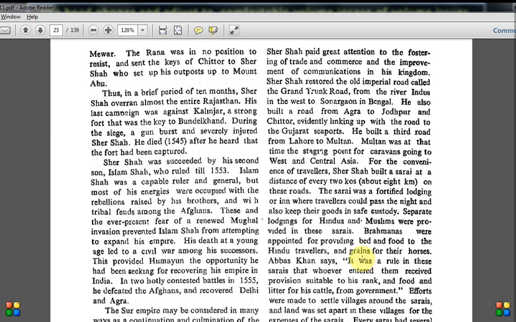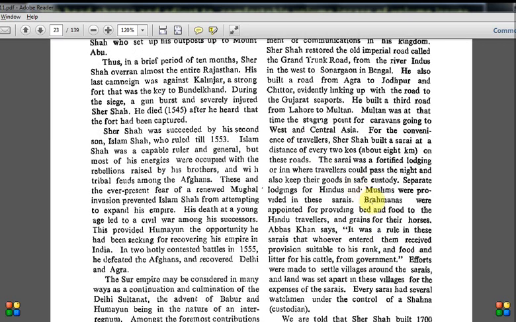Separate lodgings for Hindus and Muslims were provided in these sarais. Brahmanas were appointed for providing bed and food to the Hindu travelers and grains for their horses. Abbas Khan says it was a rule in these sarais that whoever entered them received provisions suitable to his rank and food and litter for his cattle from government. So it's like a very good setup.